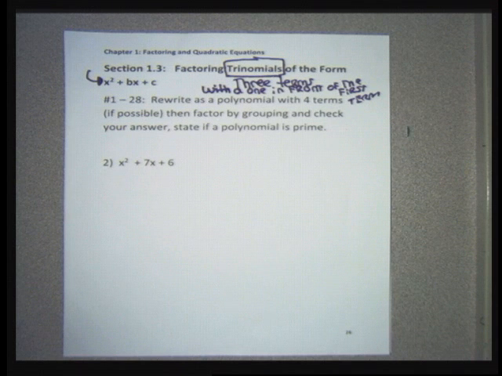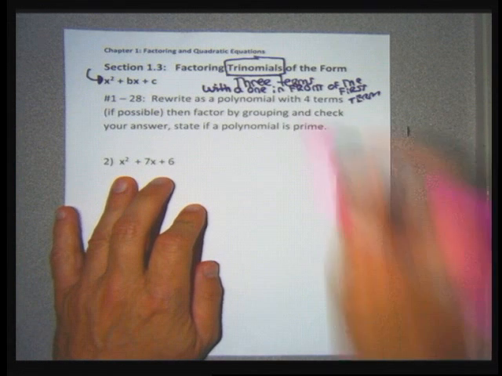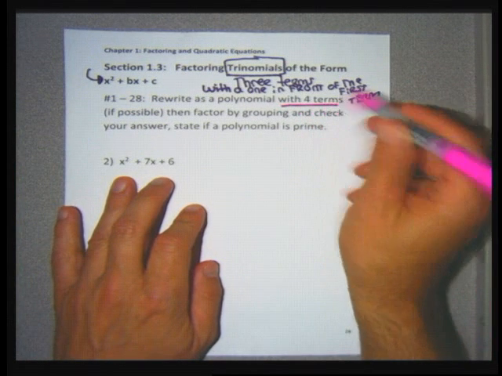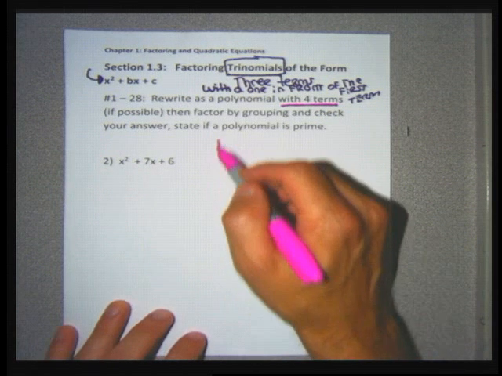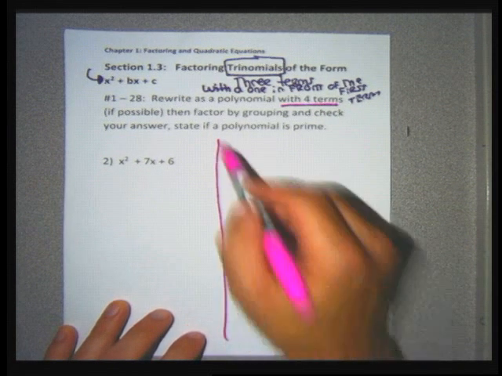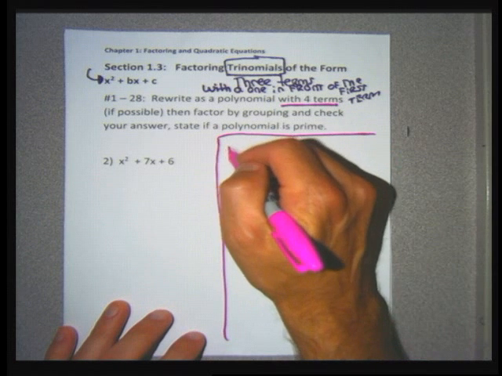So the instructions for 1 through 28 ask me to take the problem that starts off with 3 terms and rewrite it with 4 terms, and then that will make the problem factorable by grouping if I rewrite it with 4 terms properly. And then I'll factor like we did in section 1.2, and I'll check my answer. So there's a strategy for this, and at first probably it's best to factor using a table. And my table is going to be fairly consistent.